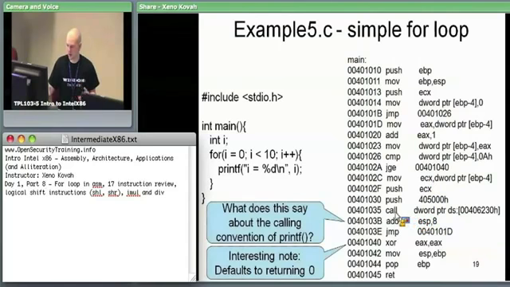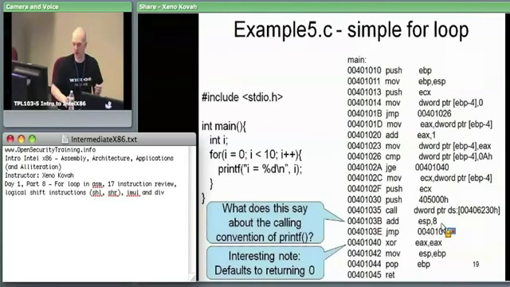I think I've already asked this question in class before, but, Eric, what is the fact that we have push, push, call, add 8 to ESP? What does that tell you about the calling convention of printf? So we've got a caller, which is passing some parameters. And then, what does the add ESP, 8 do at the end? It clears out the last two variables. Yep. So that's our cleanup of the stack.